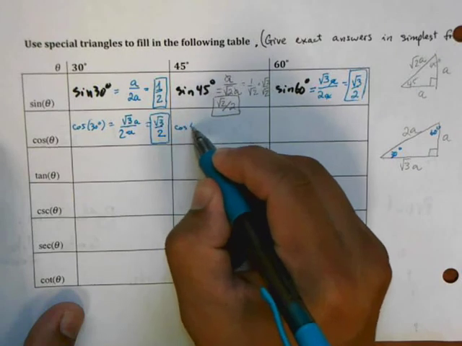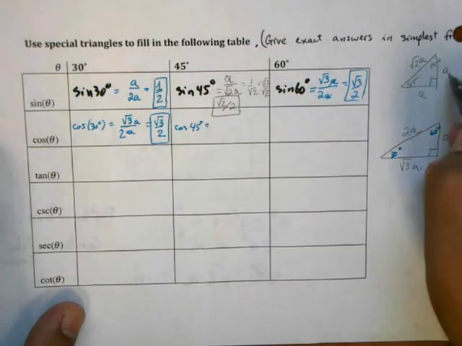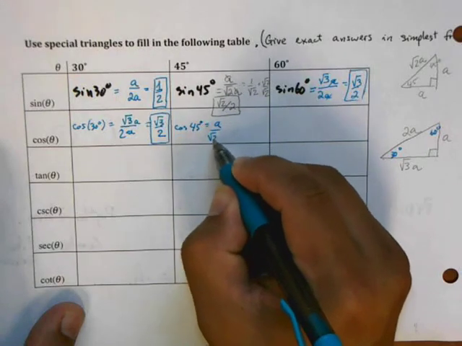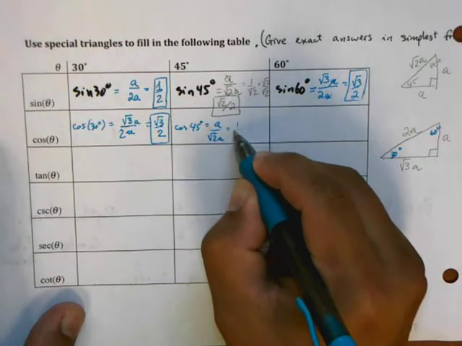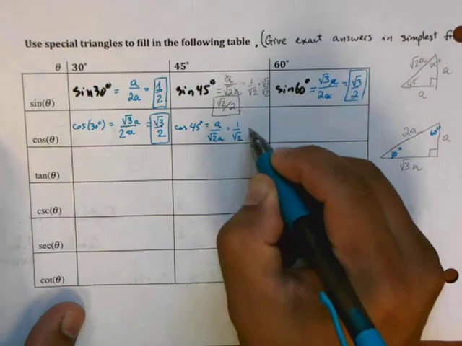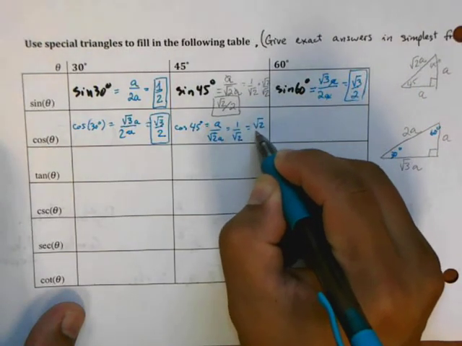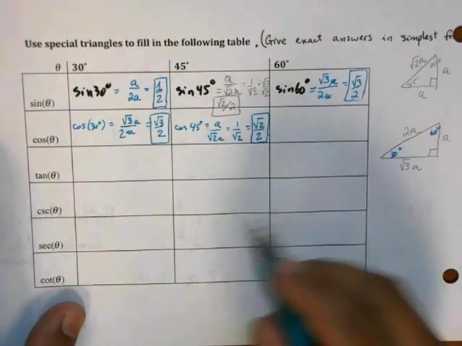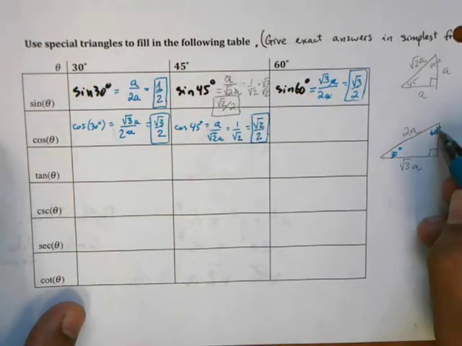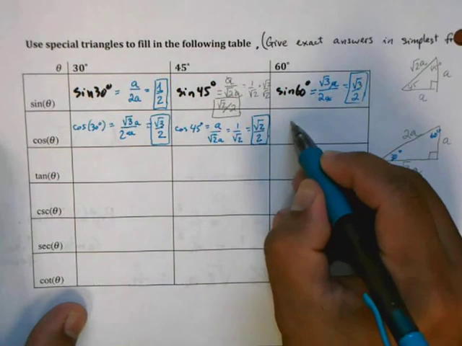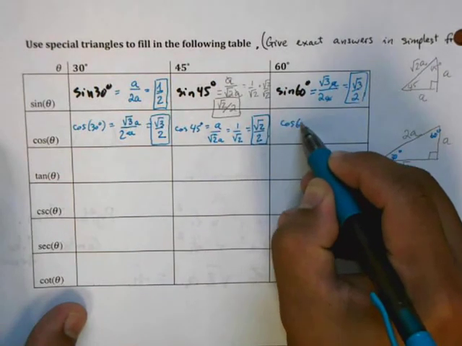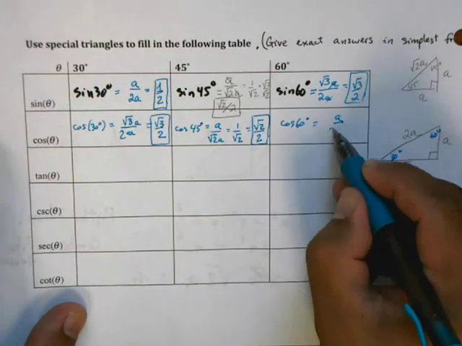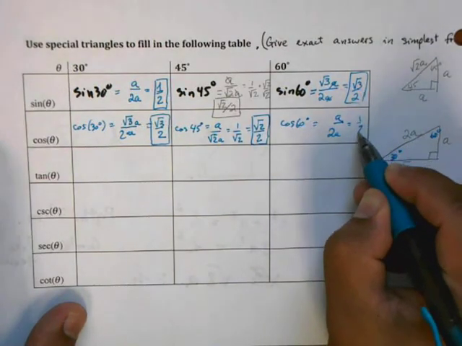Cosine of 45 is a over square root of 2a. That is 1 over square root of 2, which once we convert it to simplest radical form, is square root of 2 over 2. Cosine of 60, we have to look at this triangle. 60 is the adjacent, so that's a, divided by the hypotenuse, so that's 2a, which simplifies to 1/2.